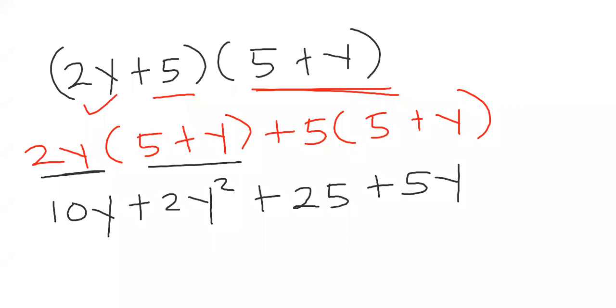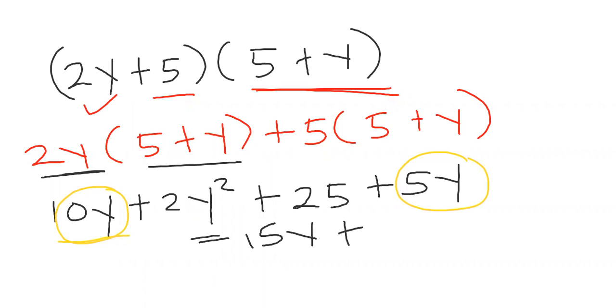Now, simplify your expression. Work out like terms. So we have like terms here, our 10y and our 5y. So working them out, 10y plus 5y gives us 15y. Then, of course, we now have the 2y squared and the 25. And then our expansion stops there.